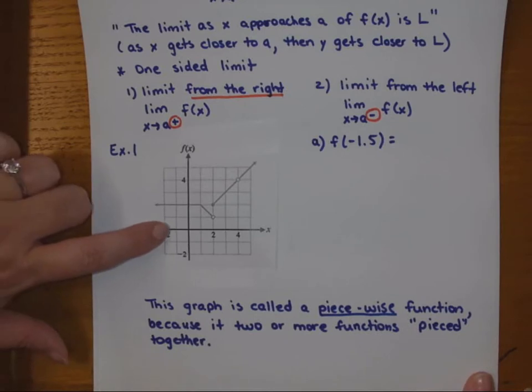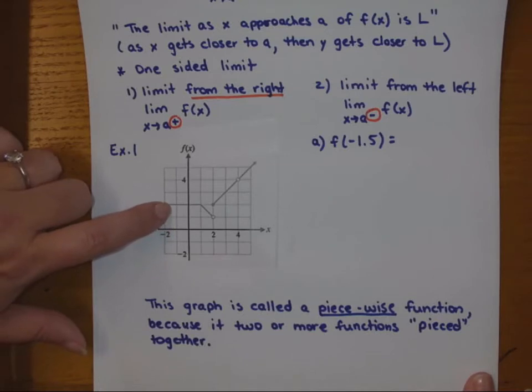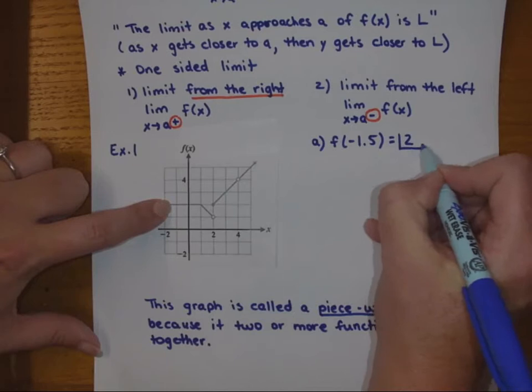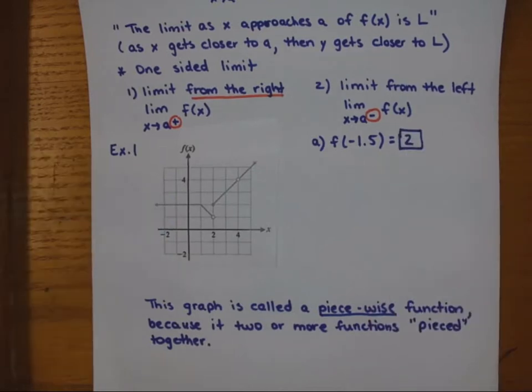I'm going to point that out with my finger here. So here's x equals negative 1.5. The question is, what's the y value here? Notice if you go up, you'll find that the y value is 2. So f of negative 1.5 is 2 in this case.